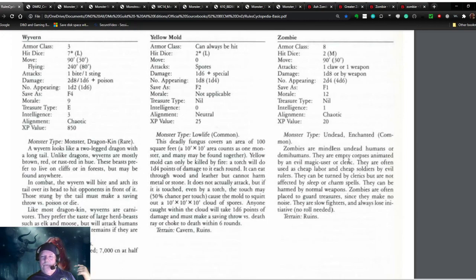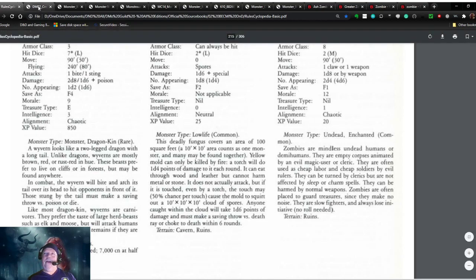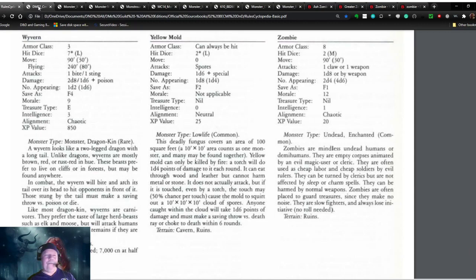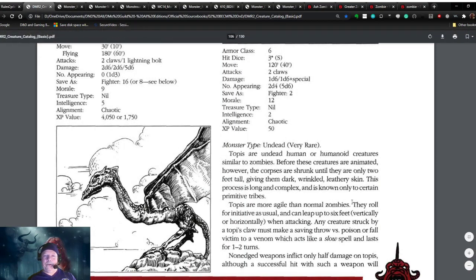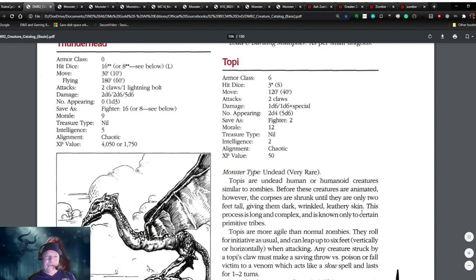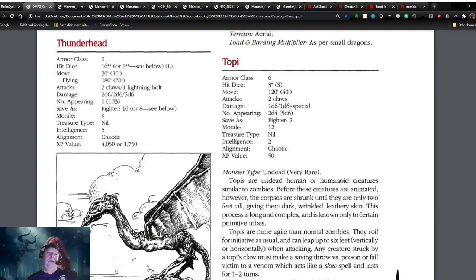Mindless undead humans or demi-humans. Empty corpses animated by an evil magic user or cleric. Now, here in the original game, zombies were always humanoid. Demi-human is the old term that they used to use for races like dwarves and elves and halflings and such. So they were humanoid, which now fall into the humanoid races in the later editions. Now, in this same edition, there is a resource called the Creature Catalog, which came out for the same rule set of D&D.